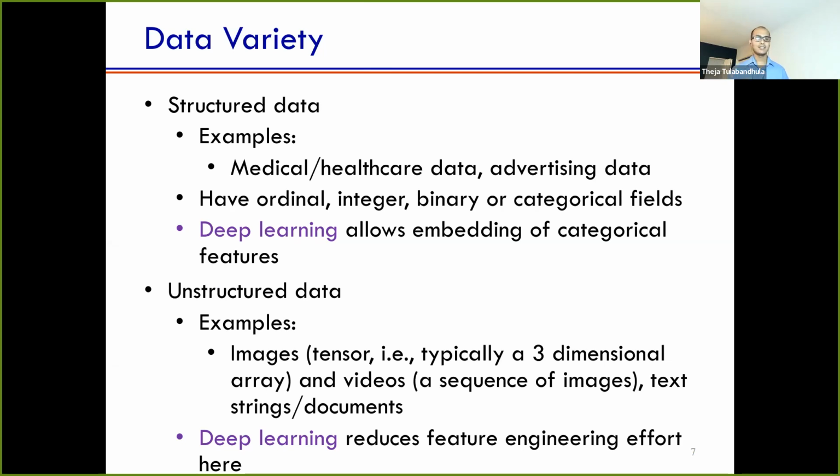So you have ordinal, integer, binary, categorical variables, and so on, right? Deep learning, as you will see, can also be used for such tabular data. And in tabular data, you would think of a row as a feature vector, right? If you think of categorical variables, you would do one hot encoding or something equivalent. So what deep learning brings to the table is to create vector representations of these categorical variables, the categorical values.